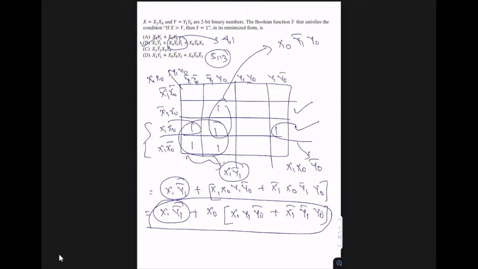Then we have x0 y0 bar x1. This term is x0 y0 bar x1, and the middle term is x0 y1 bar y0 bar. Is it y0 bar? So this term is matching, fine.